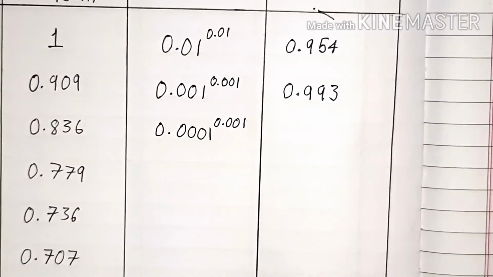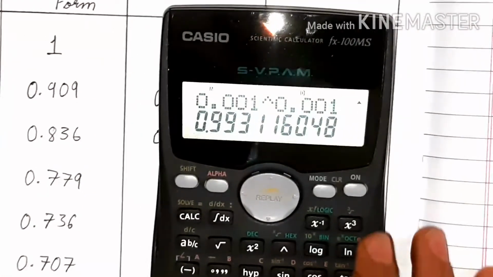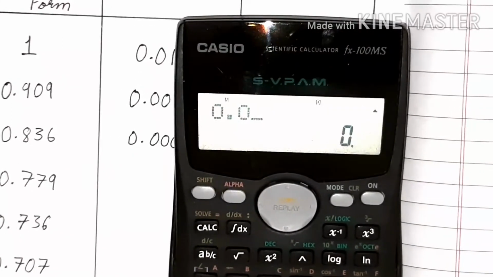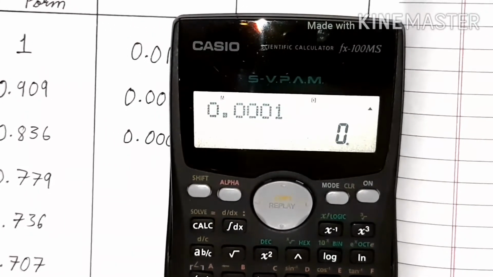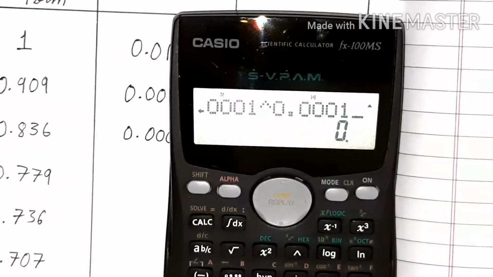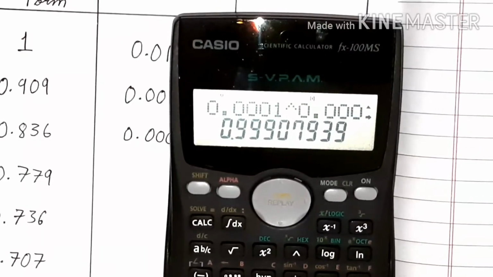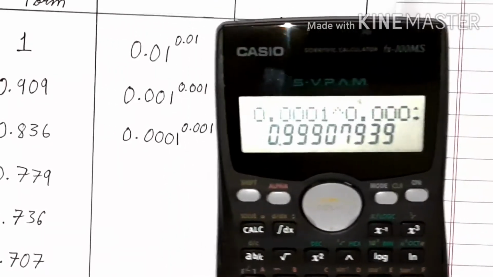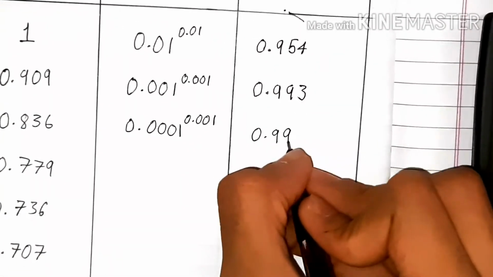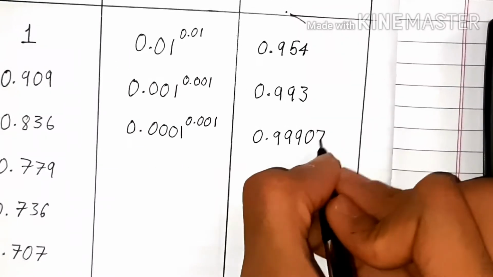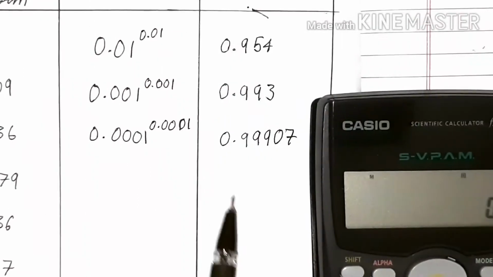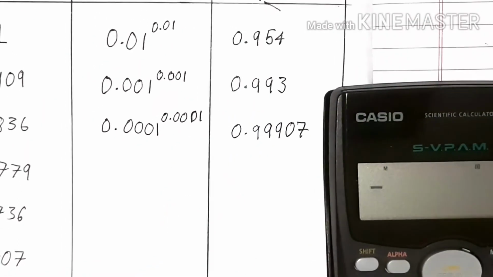So now we have 0.0001 raised to 0.0001. We are just dividing the numbers by 10 so that we can reach 0 raised to 0 faster. So the value we get is 0.99907. So we are getting much closer. By mistake I wrote 2 zeros instead of 3 over here.